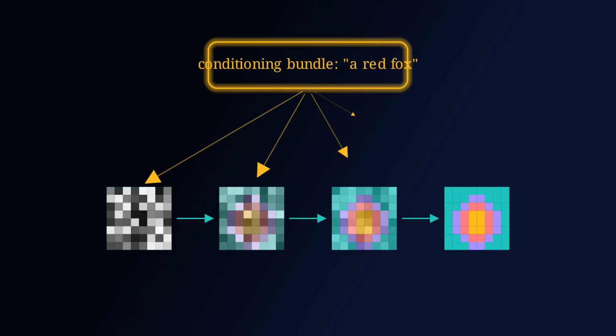But denoising pure static could give you any image at all. What makes it become a red fox and not a beach or a city? This is exactly where our conditioning bundle comes back in. At every denoising step, the model peeks at those instructions and steers its cleanup toward matching them. There's one more clever trick that makes all of this practical.